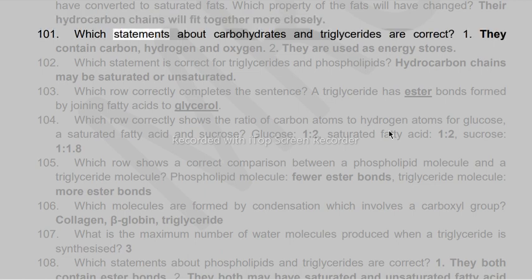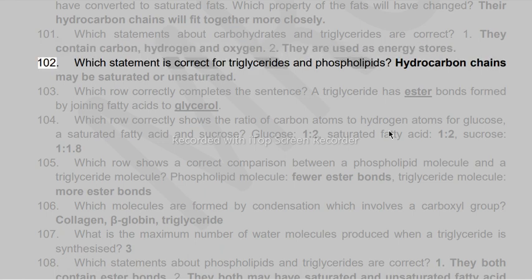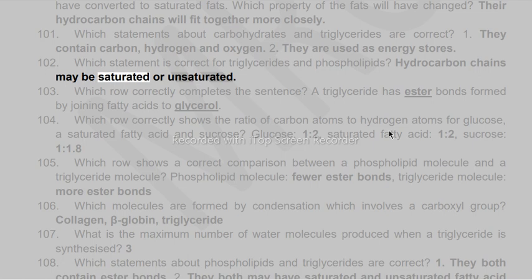101. Which statements about carbohydrates and triglycerides are correct? 1. They contain carbon, hydrogen, and oxygen. 2. They are used as energy stores. 102. Which statement is correct for triglycerides and phospholipids? Hydrocarbon chains may be saturated or unsaturated.